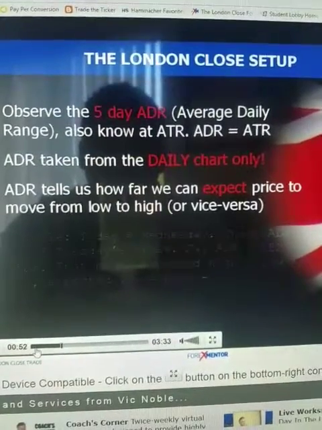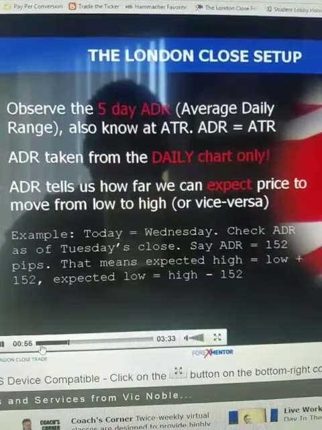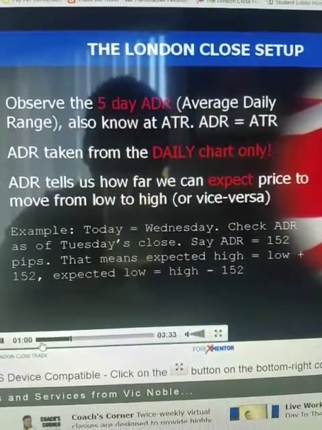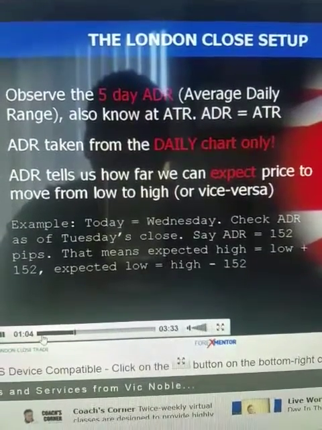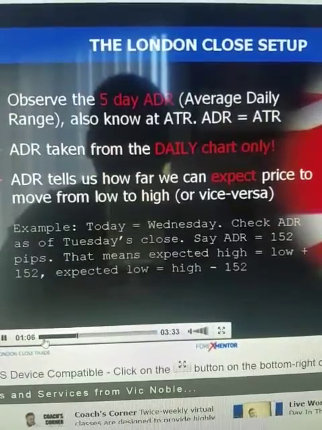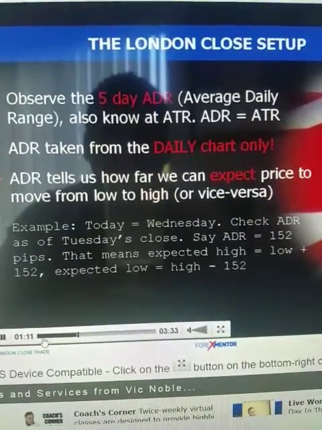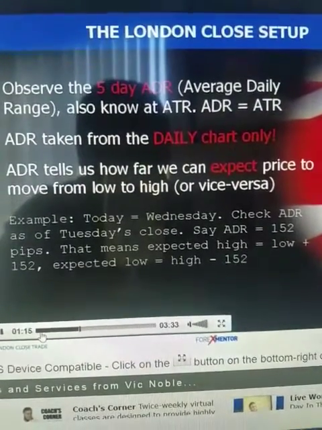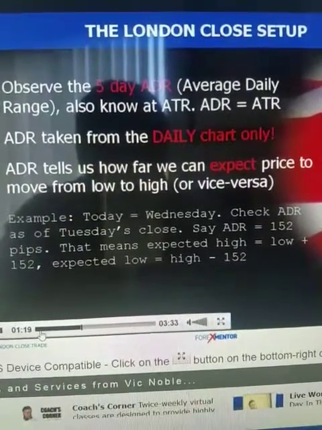Now let's give a little example here. If today is the start of Wednesday, and we're looking at a particular currency pair, we look at the 5-day average daily range as of the close of Tuesday. Make sure you get that. We don't use the current day's candle, because the day's not over. We don't know what the range is going to be, right? So coming into Wednesday, all we know is the 5-day average daily range as of the close of Tuesday. Make sense?